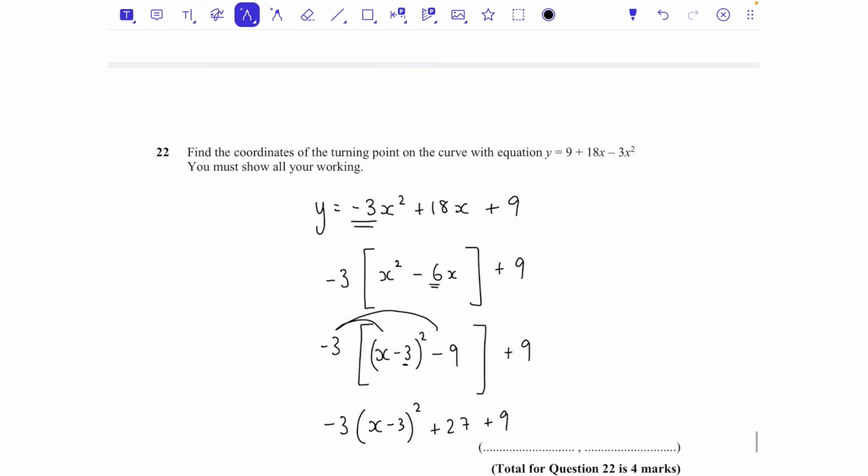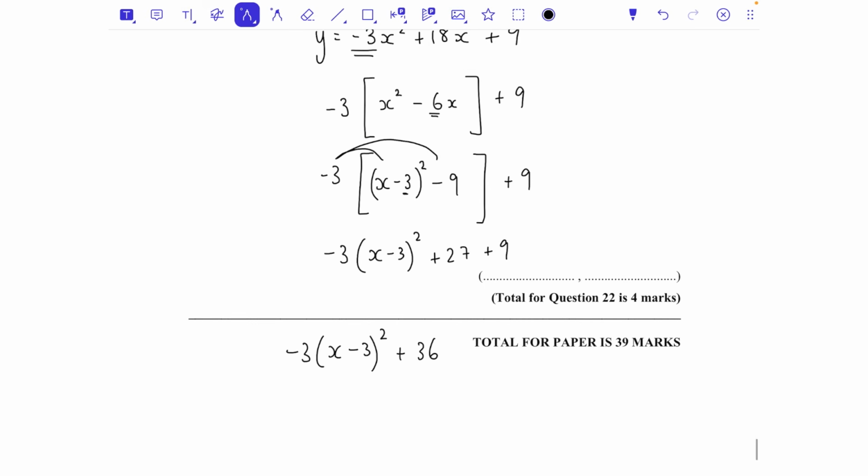They want the turning point, and the turning point is found by whatever value of x makes that bracket equal 0, and then whatever this number on the end is, that's your y. So this is going to be 3, 36. So the opposite here, whatever makes the value equal 0, and then just whatever that number is, that's your y. So 3, 36 was the correct answer there.